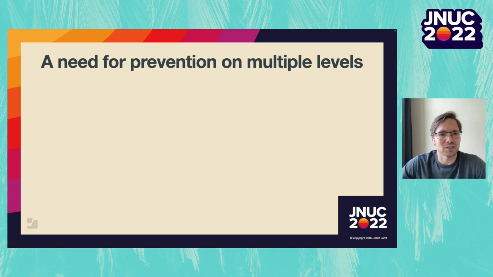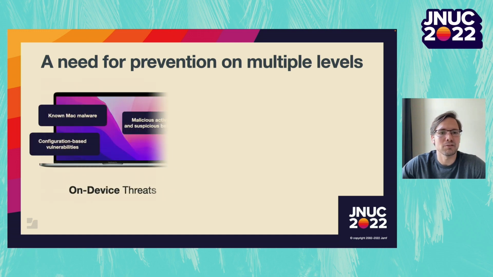So what we're seeing in this changing landscape is that there's also a need for prevention on multiple levels and to keep fighting all of the threats that we're seeing. First, on the left-hand side here, are the on-device threats, the more traditional type of threats that Jamf Protect was already perfectly suited to prevent. Now, this includes configuration-based vulnerabilities that can be monitored and eliminated thanks to our CIS-based insights, as well as known Mac malware that can be prevented and quarantined upon execution. Also, malicious activities and suspicious behaviors that can be tracked and automatically remediated.